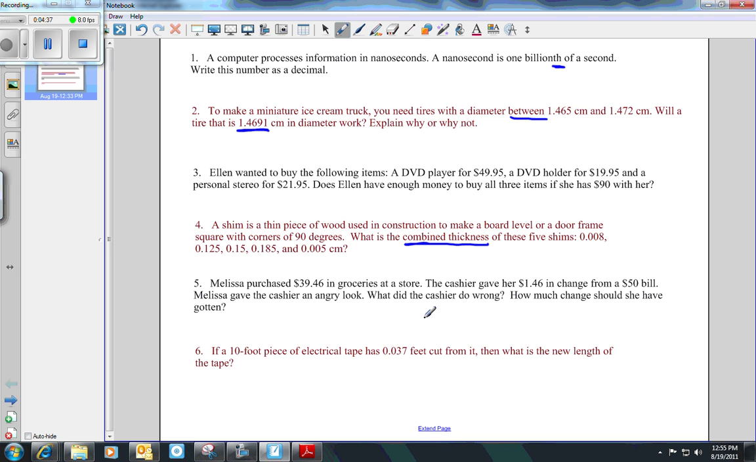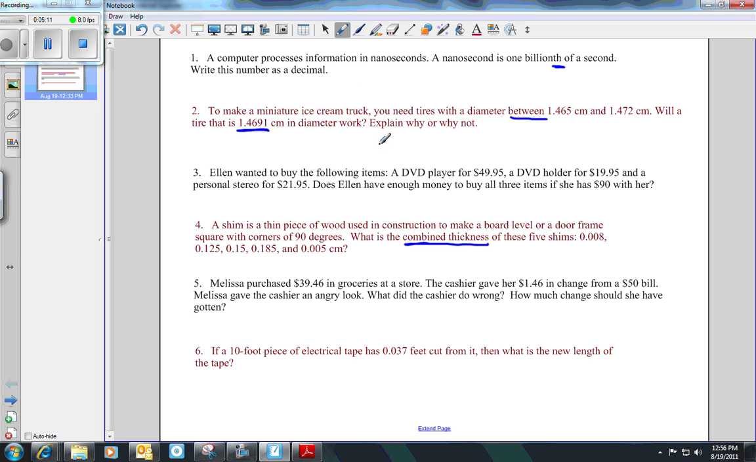For number 6, if a 10-foot piece of electrical tape has 37 thousandths feet cut from it, then what is the new length of the tape? I want you to remember on all of these problems that you need to label your answers. So if all you give me on number 6 is a number, that's not a complete answer. I need to know how many feet. So give me a number with the word feet after it for the label. All right. Number 1, you really don't need a label. You're writing a number as a decimal.